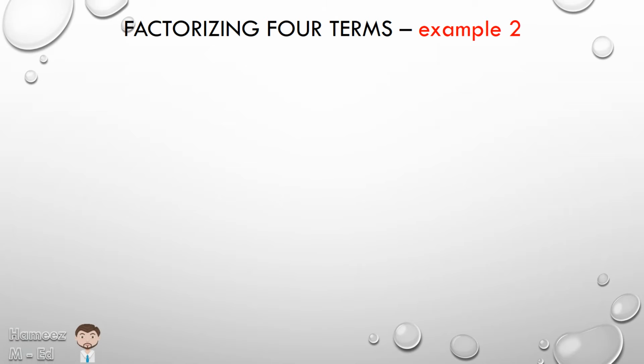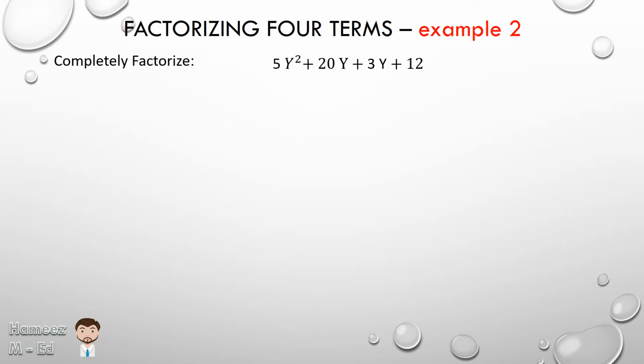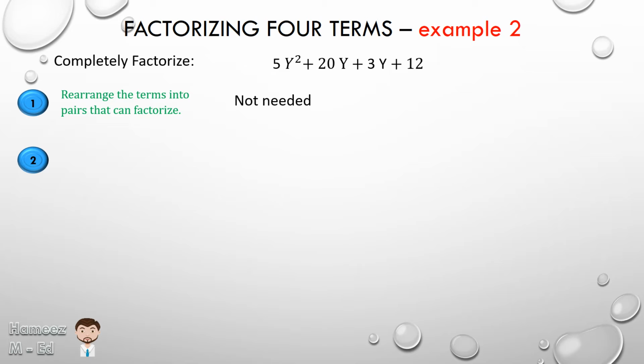Let us now do a second example of factorizing 4 terms. In this case, the question says to completely factorize 5y squared plus 20y plus 3y plus 12. Since we look at the first 2 terms and see that it can be factorized, then step 1, which says to rearrange the terms into pairs, is not needed. So now we proceed to step 2.